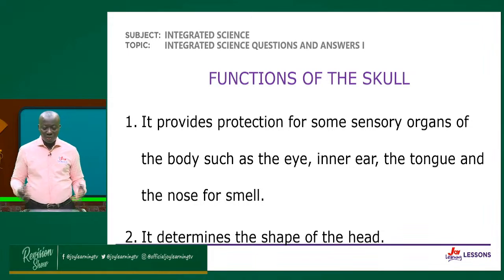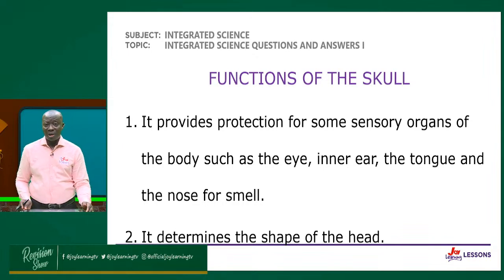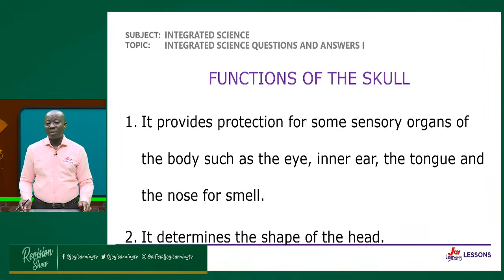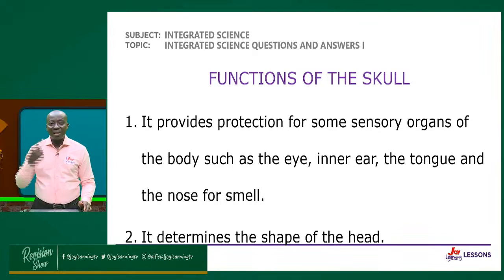So we are looking at what the skull does for the body, or the skeleton. It provides protection for some sensory organs of the body, such as the eye, the inner ear, and the tongue and nose for smell. The ear that you see has three regions: the outer, the middle, and the inner. The inner one is protected by the skull, so sensitive.